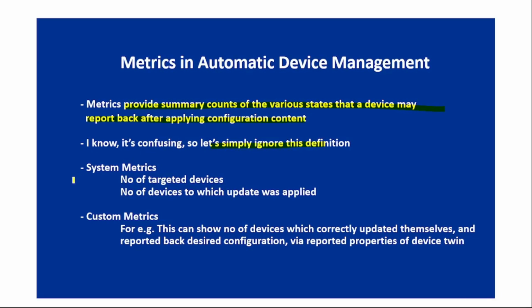We have two types of metrics, that is system metrics and custom metrics. System metrics are there by default and show the number of targeted devices and the number of devices to which the update was applied. Update means changes in desired properties of the device twin. As an example of custom metrics, it can show the number of devices which correctly updated themselves and reported back the desired configuration via reported properties of the device twin. Even if this is not clear, don't worry, let's move to the next slide.